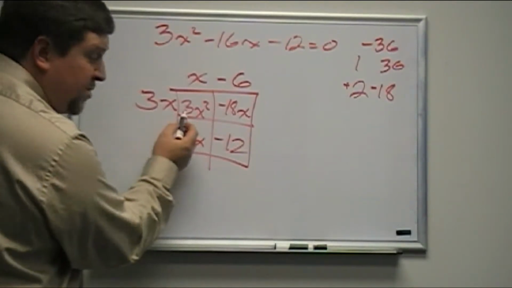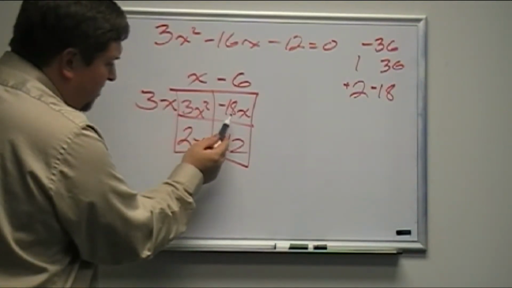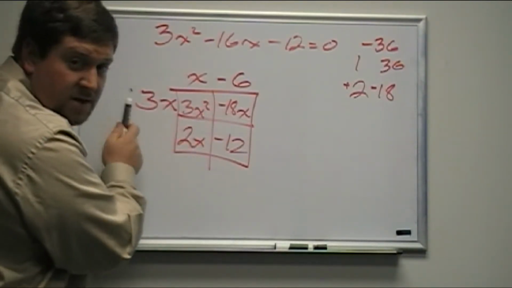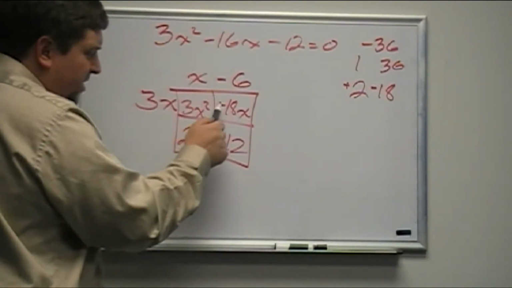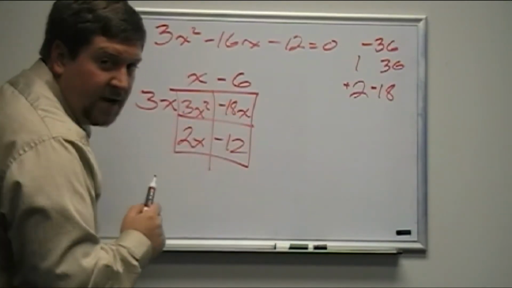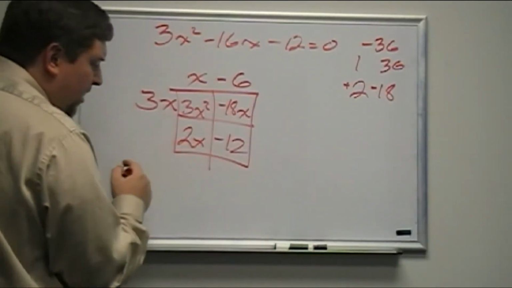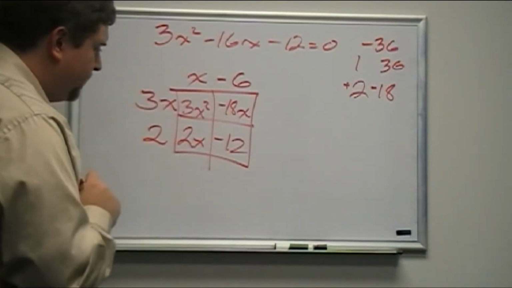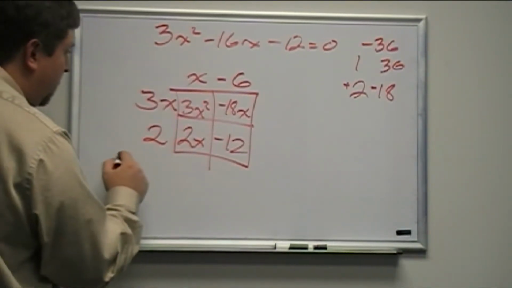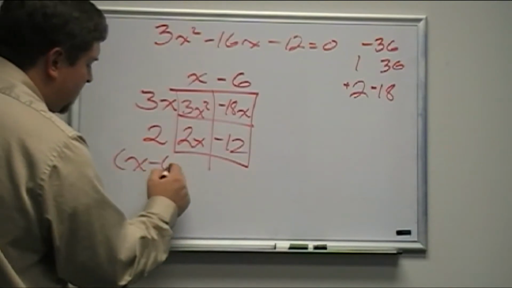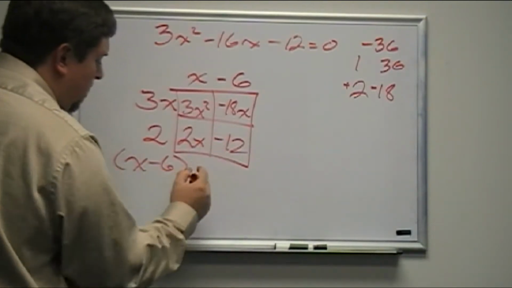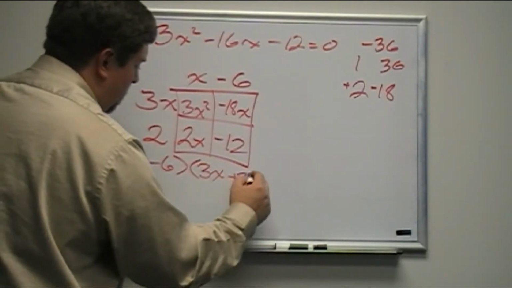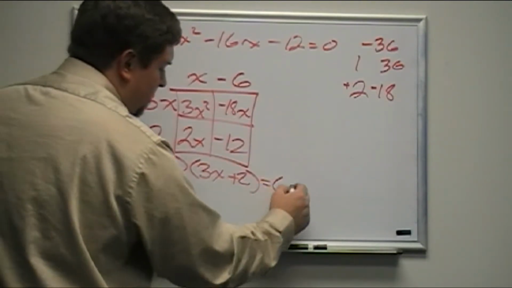Now, this one is positive, and this one is negative. So since they're not both negative, we can't pull out the negative as well. Only pull out the negative if they're both negative. So we do our last row. Looks like I can pull out a 2. So I have x minus 6 times 3x plus 2 is equal to 0.